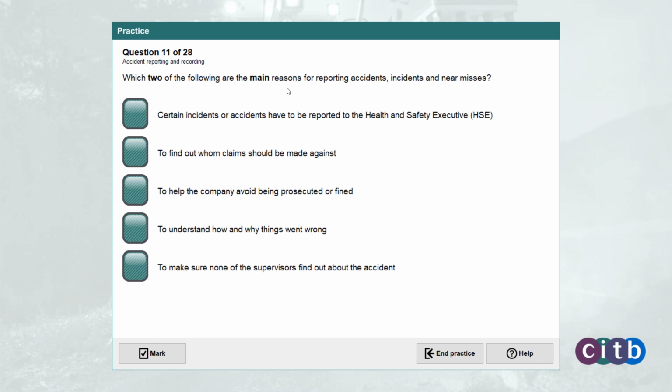Which two of the following are the main reasons for reporting accidents, incidents and near misses? Certain incidents or accidents have to be reported to the Health and Safety Executive, HSE, to find out whom claims should be made against, to help the company avoid being prosecuted or fined, to understand how and why things went wrong, to make sure none of the supervisors find out about the accident.